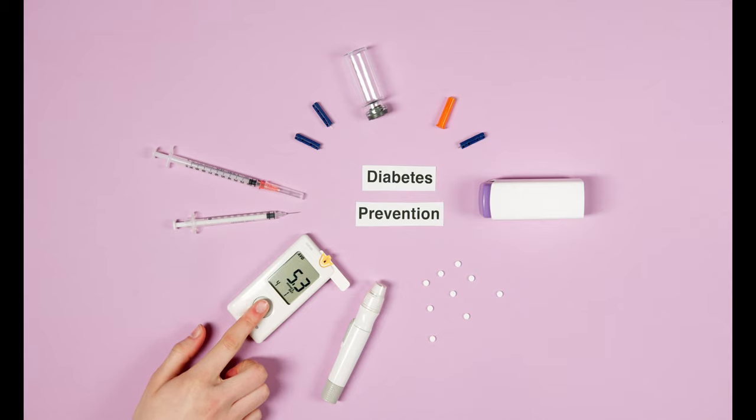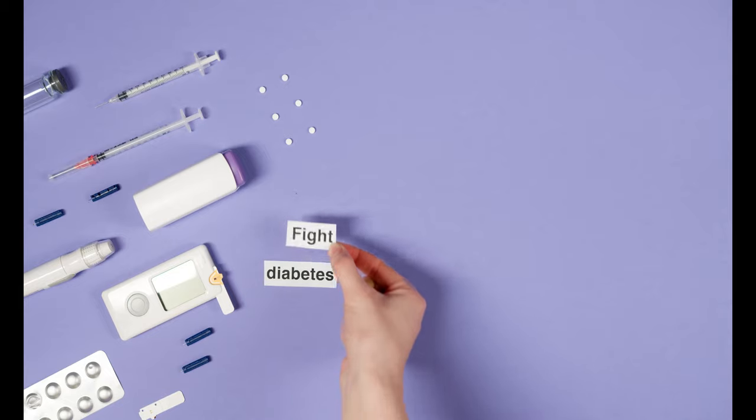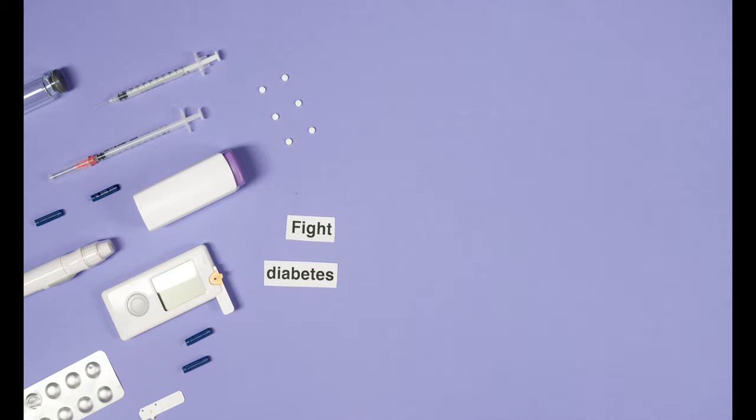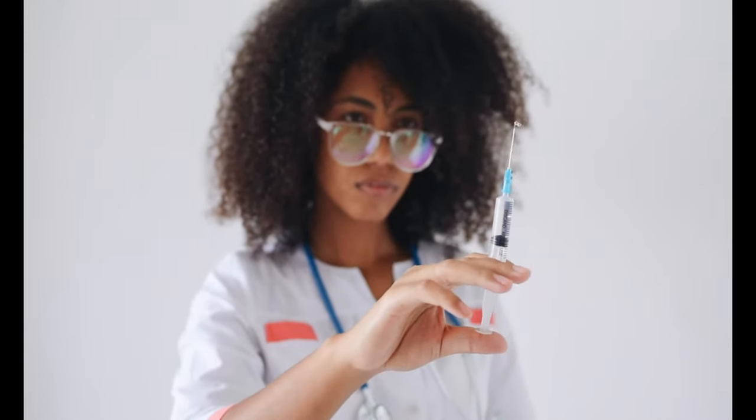SGLT2 inhibitor. GLP-1 receptor agonists work by increasing the amount of insulin the body produces and decreasing the amount of glucose that enters the bloodstream. It is an injectable drug. People may use it with metformin or alone. Side effects include gastrointestinal problems, such as nausea and a loss of appetite.